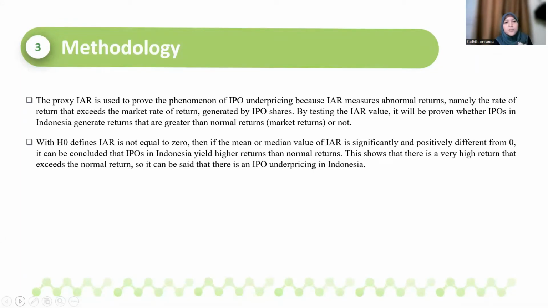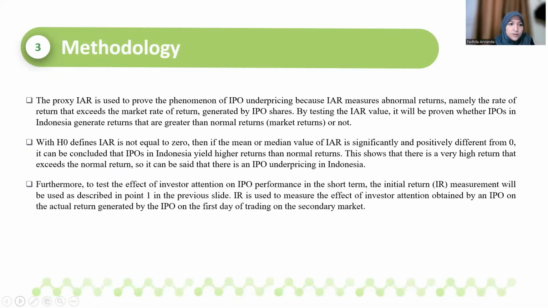The proxy initial abnormal return is used to prove the phenomenon because it measures abnormal return, namely the return that exceeds the market rate of return generated by the IPO share. By testing the initial abnormal return, it will be proven whether IPOs in Indonesia generate returns that are greater than normal returns or not. With the hypothesis 0 defining that initial abnormal return is not equal to 0, then if the mean or median value of initial abnormal return is significantly and positively different from 0, it can be concluded that IPOs in Indonesia yield higher returns than the normal return.